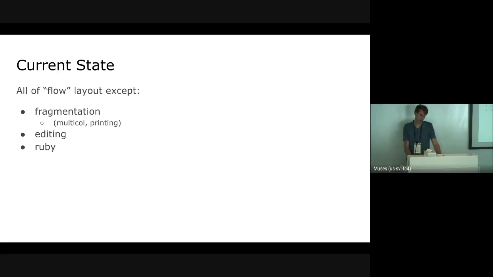So where are we currently at? We tackled the big hairy beast, which is all of flow layout, except that currently we'll fall back to the current engine for fragmentation, editing, and Ruby. So whenever we've got contenteditable, we'll kick back to the old engine. If we see something Ruby-like, we can't support it quite yet. And if we're printing, we basically rebuild the whole tree and print it. The fragmentation on the old engine is pretty busted and broken, and we wanted to make sure that we did fragmentation right.